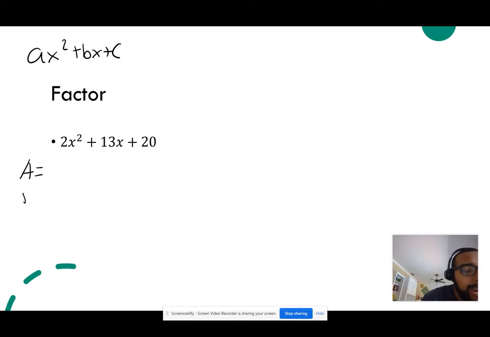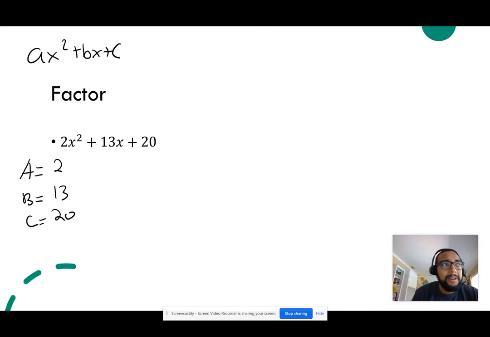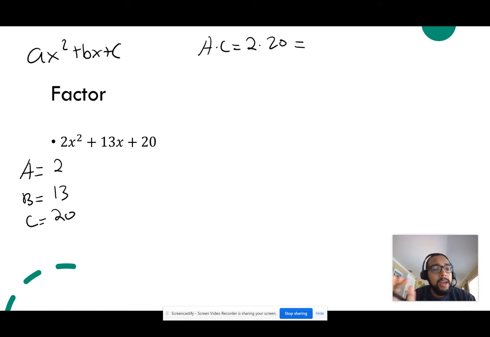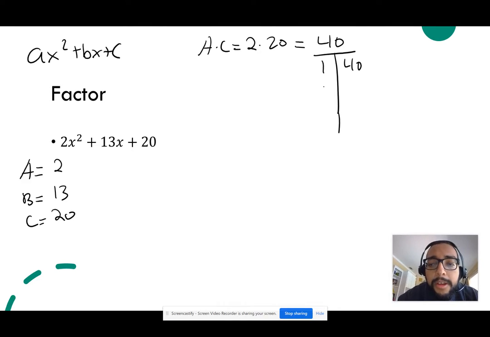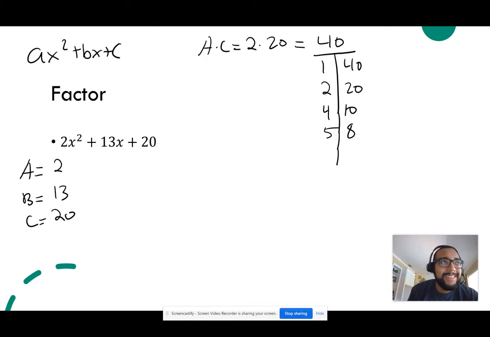And again, you don't have to write out this A, B, and C thing, but I tend to see that it helps some students. Because when I say multiply A times C, you're like, what is that again? Well, your A times C is going to be 2 times 20. Again, first term and last term. Awesome. So the first step with our box method is multiply A times C, which is 2 times 20, which is 40. Perfect.